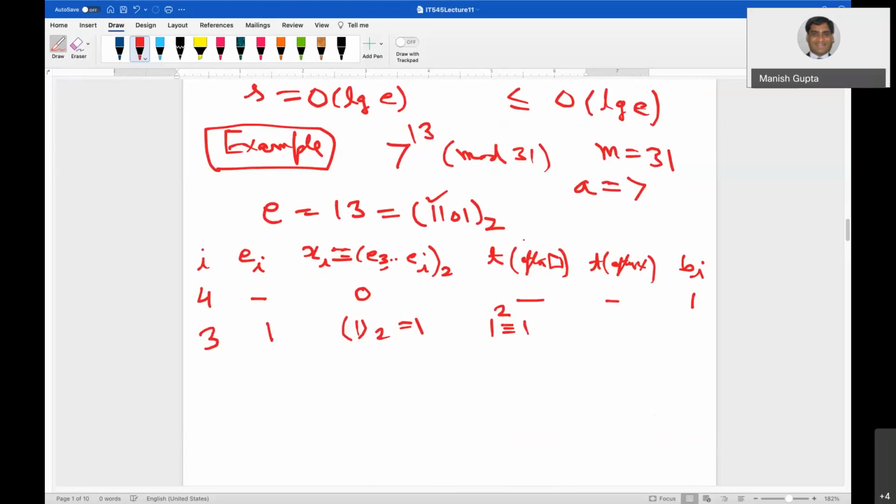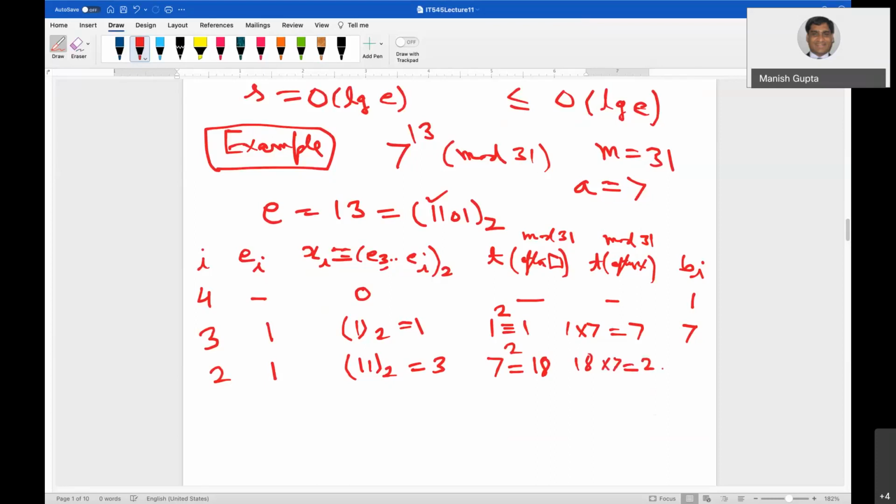Everything is mod 31. Okay, is 1. So 1 into 7. Now you multiply. So this is 7. So bi is 7. Next, i is equal to 2. Next bit of ei is 1. So this is 1, 1, 2, which is 3. 7 square is 49, that is 18 mod 31. 18 into 7 is 2. So b2 is 2 here now.